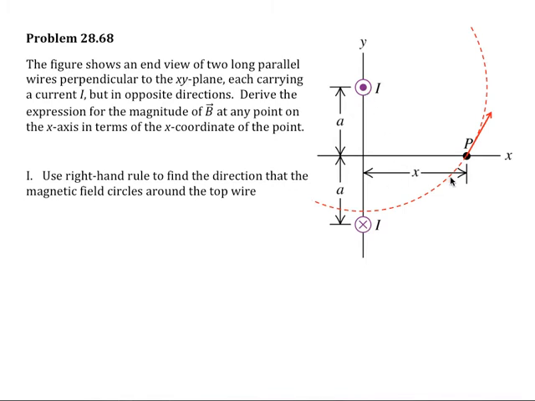The right-hand rule for the top wire shows you that the magnetic field circles around the top wire counterclockwise if the current is coming toward you. And so at this point P, the tangent to that counterclockwise circle gives a magnetic field in this direction, up and to the right. The lower wire has a current in the other direction. The magnetic field circles around clockwise, and so the magnetic field at point P is down and to the right.